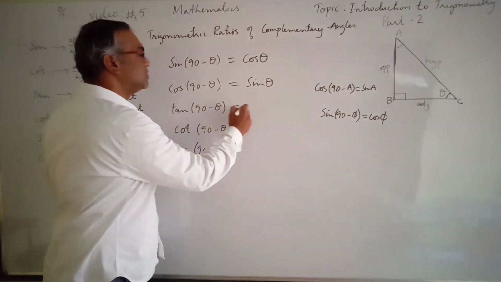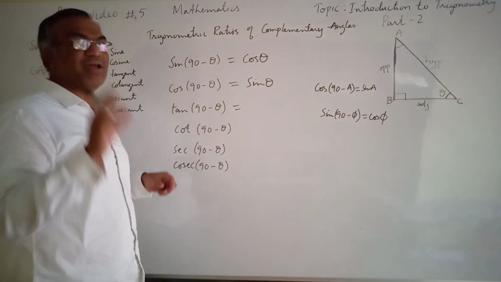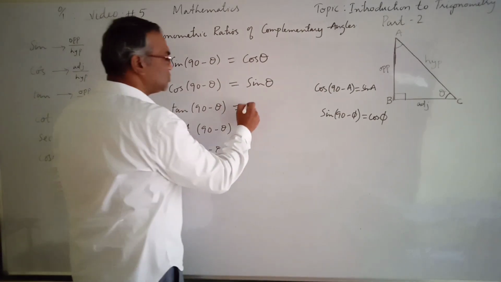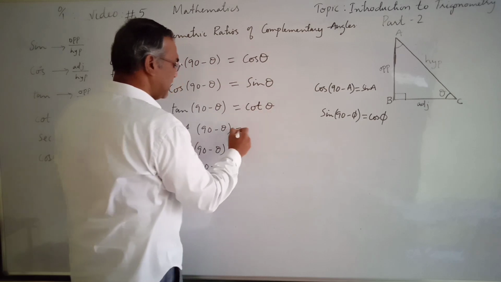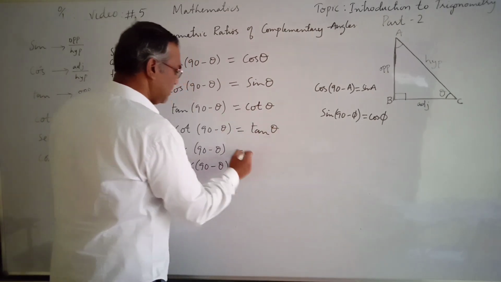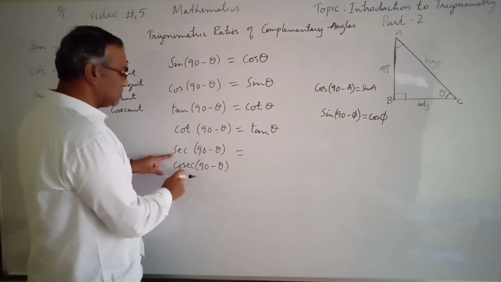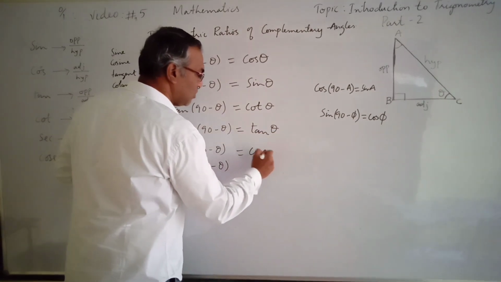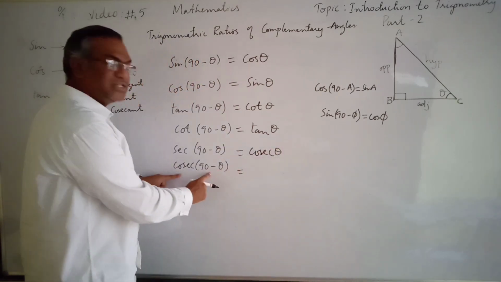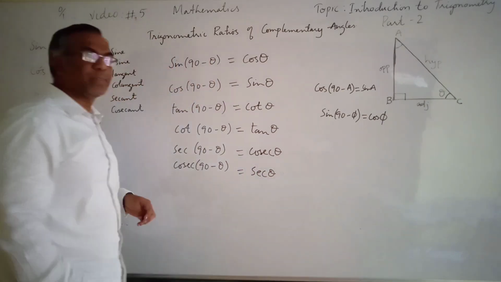Now, this will be equal to tan. Tan and cot are co-functions of each other as well as reciprocals of each other. So tan will change to cot. Then cot will change to its co-function tan, and the same angle is taken. Then sec will change to its co-function cosec, and cosec, then this angle theta. Then cosec 90 minus theta will be equal to sec theta.